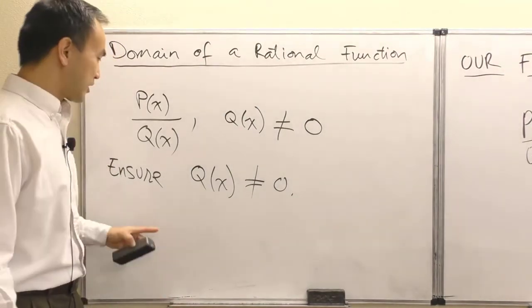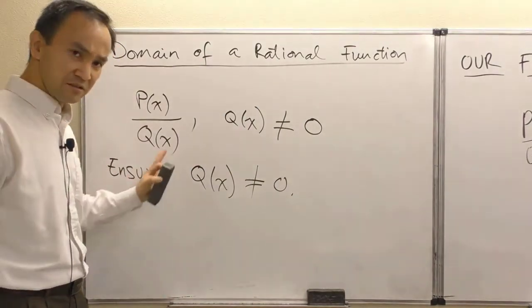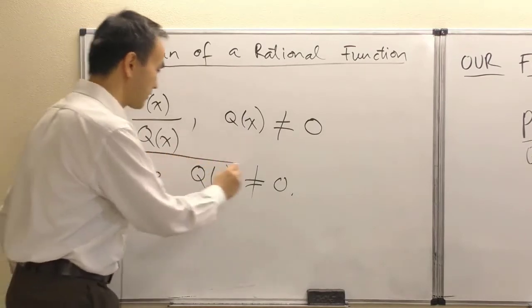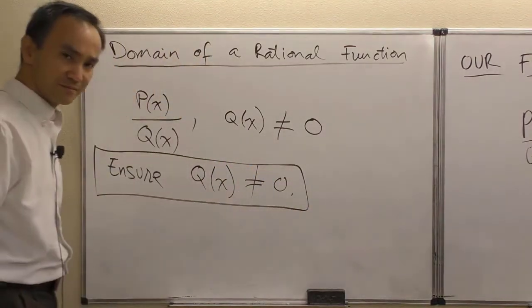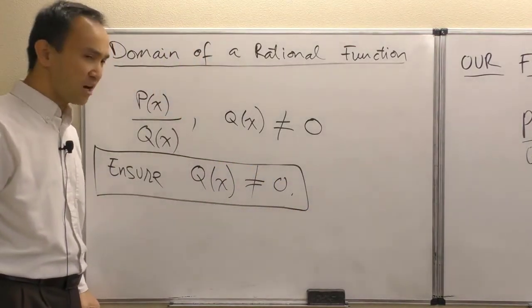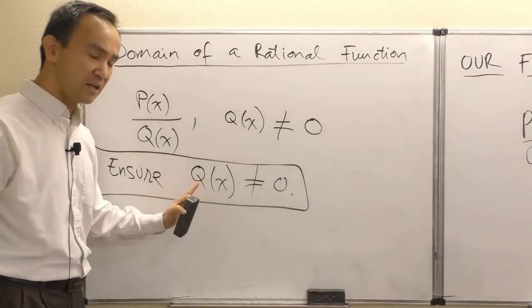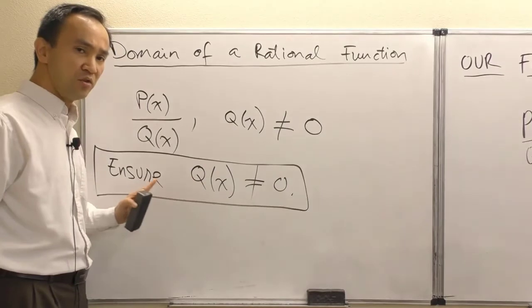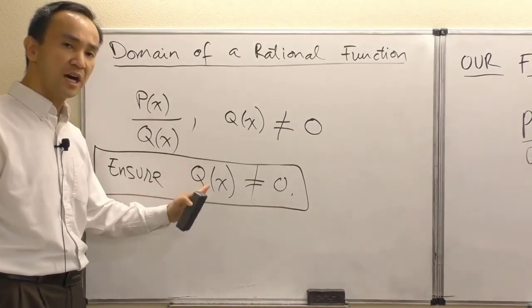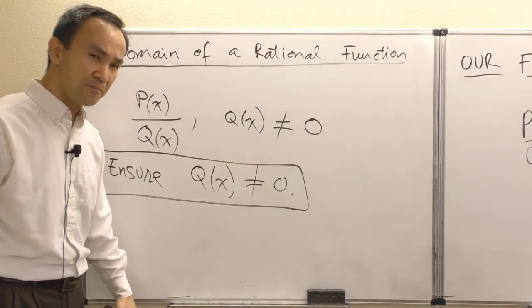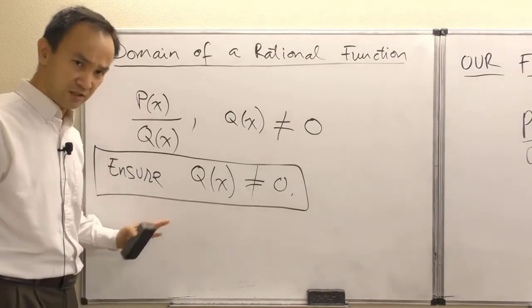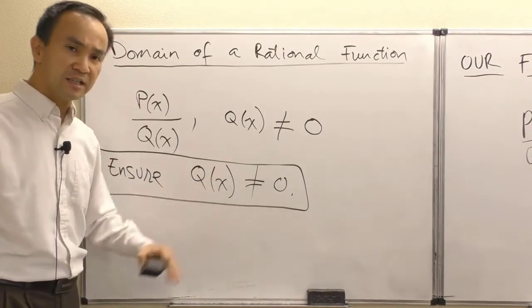That's the major goal we are trying to reach, the major requirement. But in order to meet this requirement, that we must ensure the denominator is other than 0, how can we ensure this? How can we ensure the denominator is other than 0?